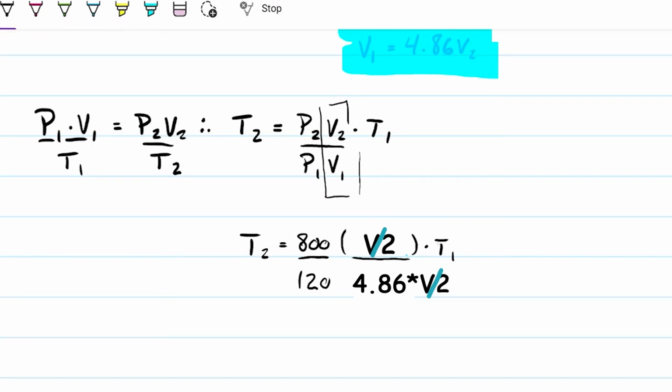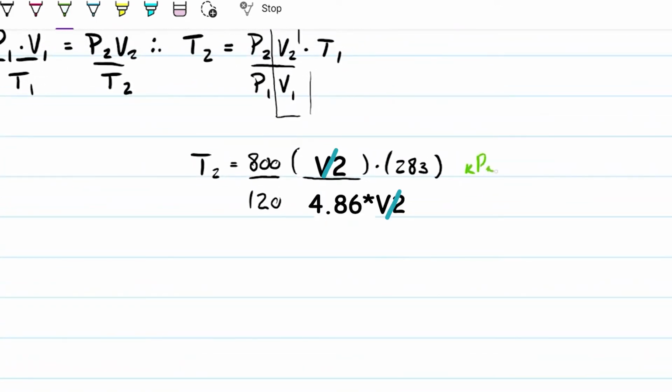Because T1, as we know, is 283. Unit-wise, what's happening here is that we have kilopascals for the pressure on both ends. Then we have the same units for volume, whatever that is. I'm going to say it's meters cubed, but it can be whatever. And then we have Kelvin there. So these all go away, and we're left with Kelvin for the temperature. So T2, do this math here, and we get that T2 is 387.7 Kelvin.